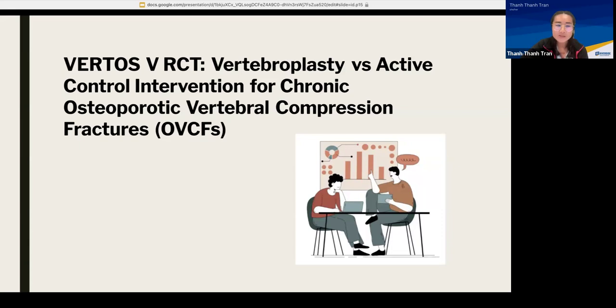Okay. So just to recap, I am presenting the VERTOS V randomized controlled trial tonight. It is vertebroplasty versus active control interventions for chronic painful OVCF.